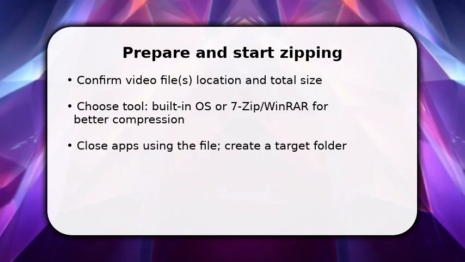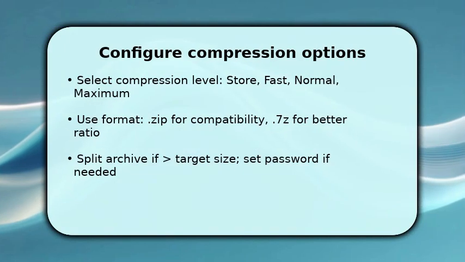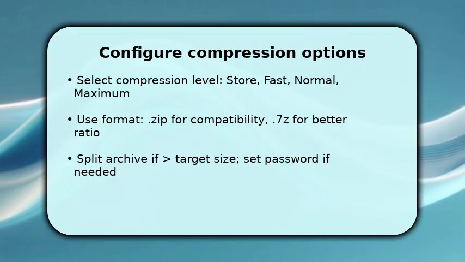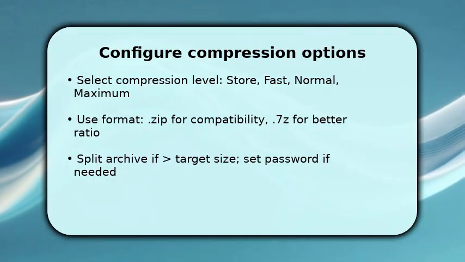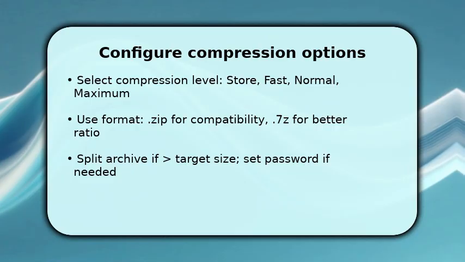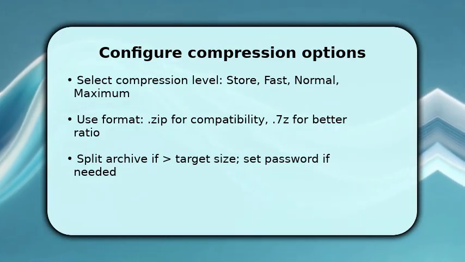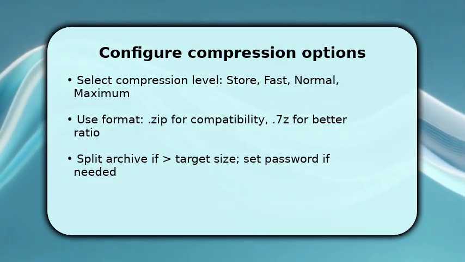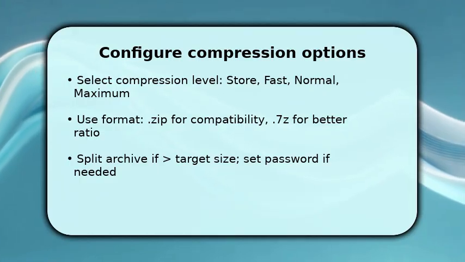Now configure how the archive is built. Choose a compression level, store if speed matters, or maximum for smallest size. Video often compresses poorly, so expect modest gains. Pick Zip for universal access or 7Z for extra efficiency.